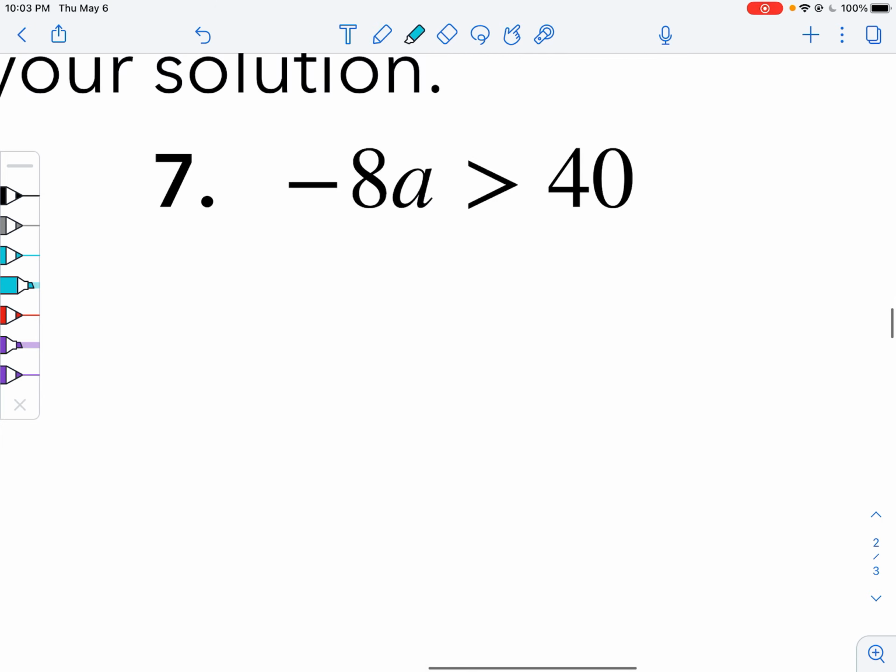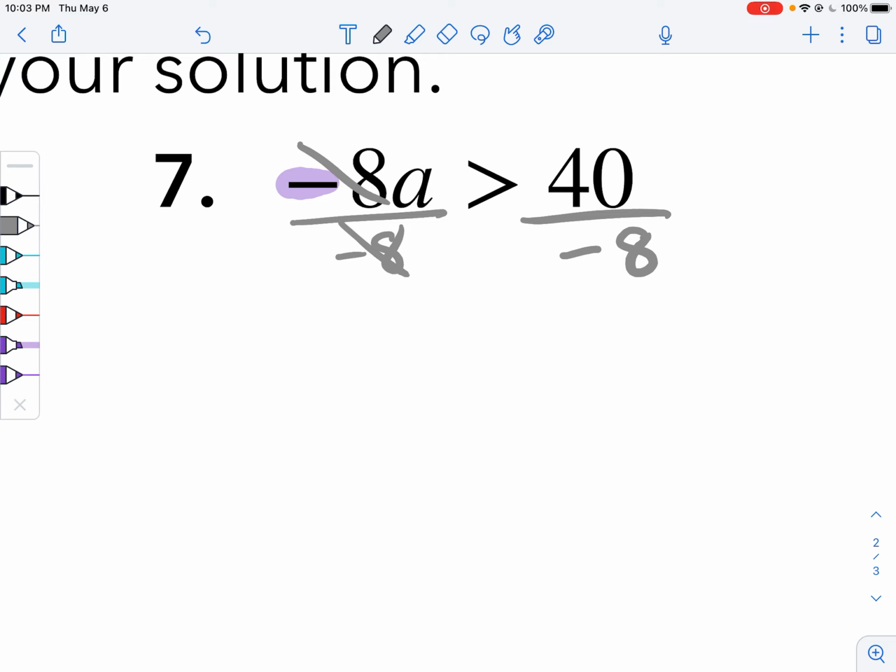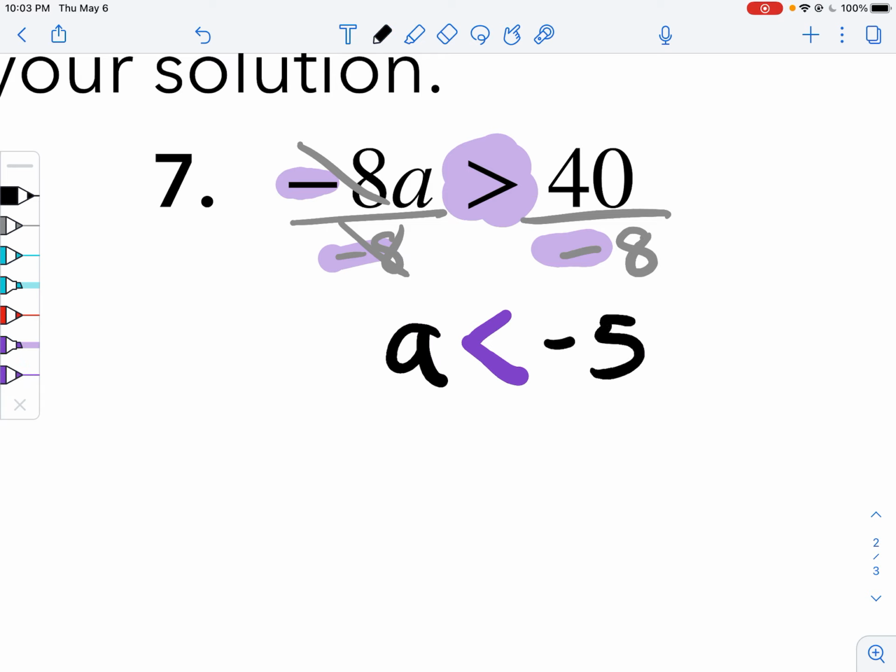Oh no, it's time to flip out. Check it out. We've got a -8 happening, so we need to divide by -8. These -8s will cancel out, but because we're dividing by a -8, we need to flip this around. So we have a is less than -5.